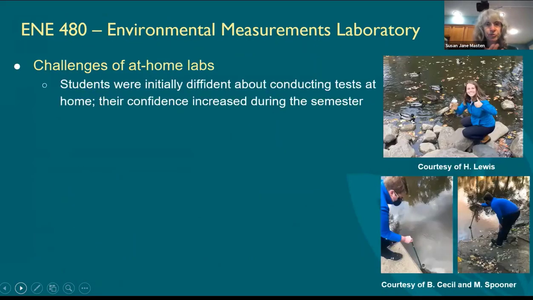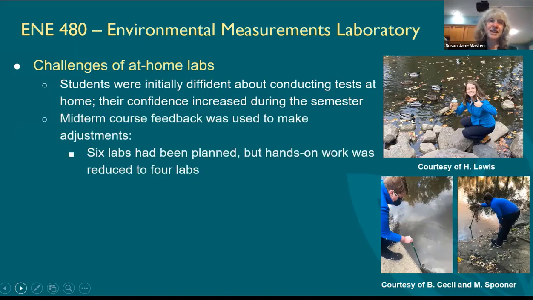Some of the challenges: students were really initially very diffident about conducting at-home tests. Initially they did pH and alkalinity first, and I kept telling them, look, my mom's 85 years old. She does these on the swimming pool. You can handle this. And it was rewarding to see their confidence increase during the semester.